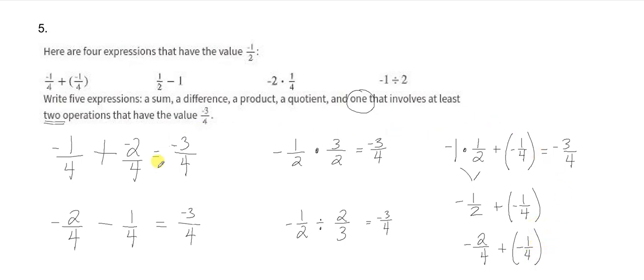So I like that one. So I got 5 different expressions, all equaling negative 3/4, and I like it. Finished with that problem.